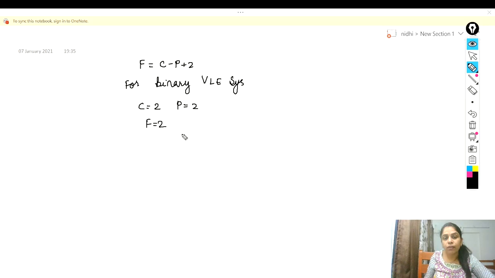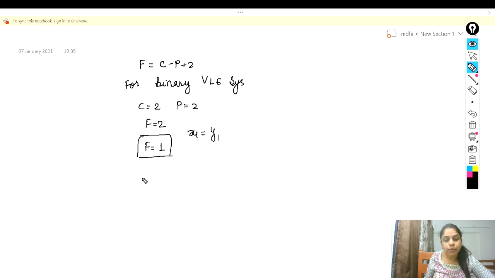But if azeotropes are formed, then what happens? x1 is equal to y1. That means the mole fraction of component 1 in the liquid phase is equal to the mole fraction of component 1 in the vapor phase. That means this degree of freedom will be less by 1, because we know this thing, component, right? So F is equal to, here azeotropes are formed, right? So here this will be minus 1. Degree of freedom will be equal to 1.